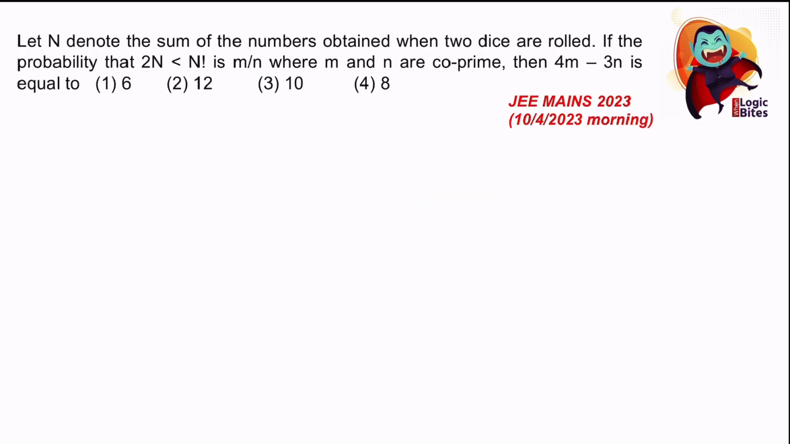So now move to the next question. Let n denote the sum of numbers obtained when two dice are rolled. If the probability that 2^n is less than n factorial is m by n, where m and n are co-primes, then we need to find this term. So two dice are rolled, and whatever numbers are coming on those dice, their sum is denoted as n.